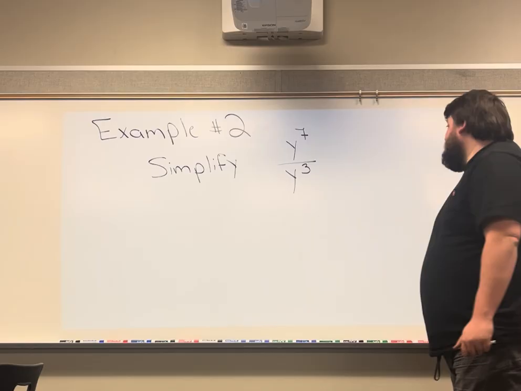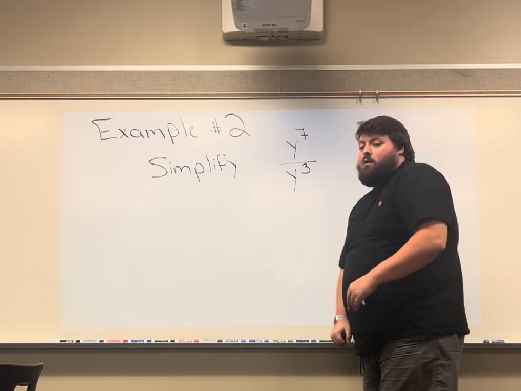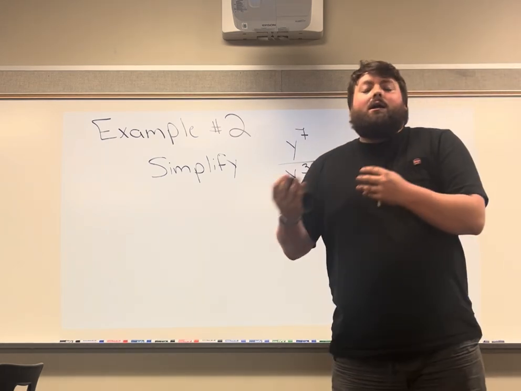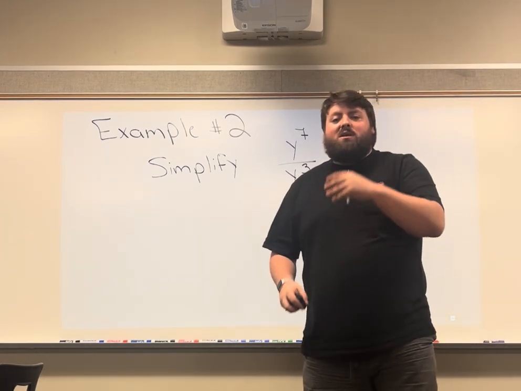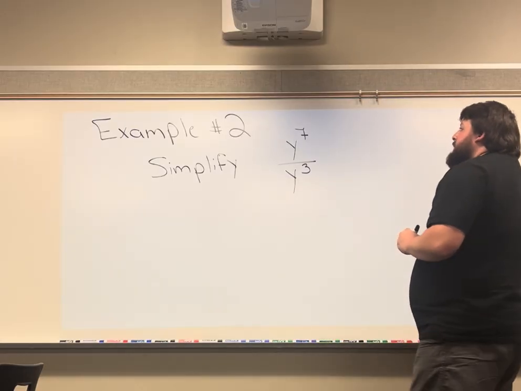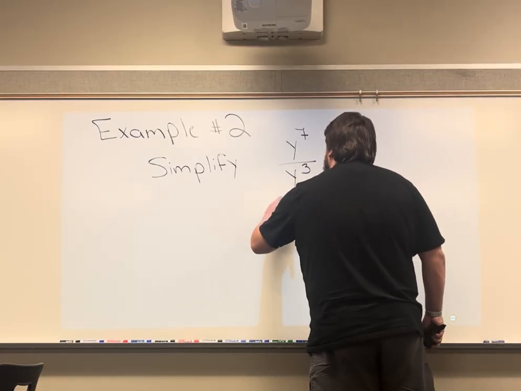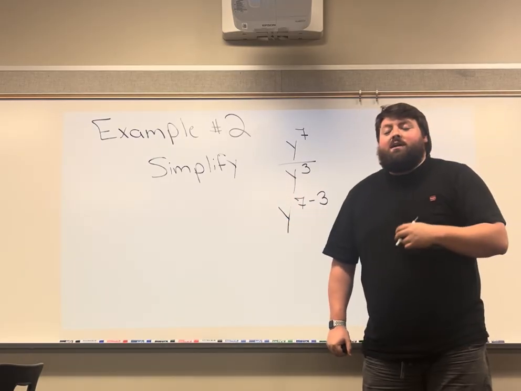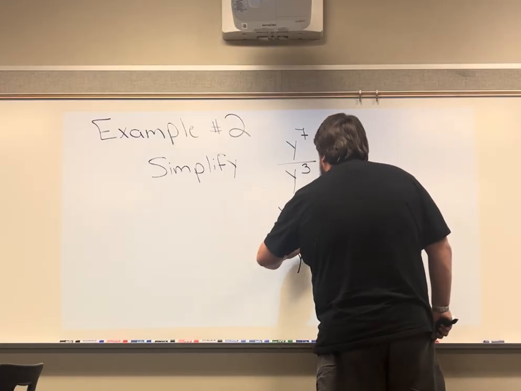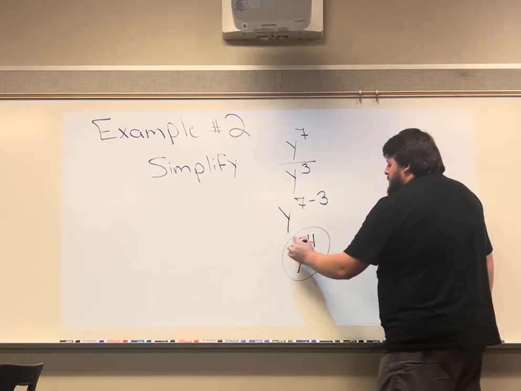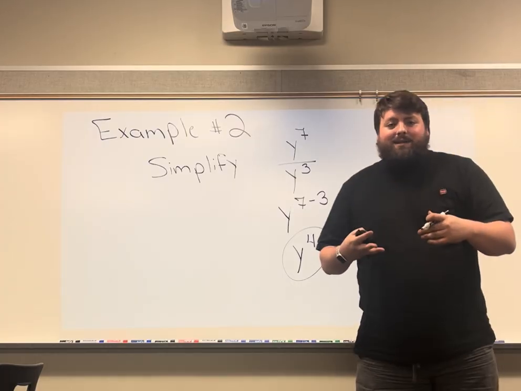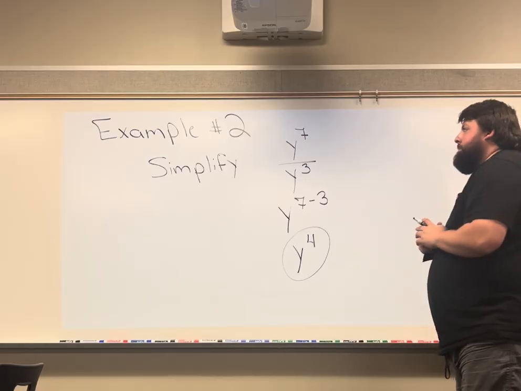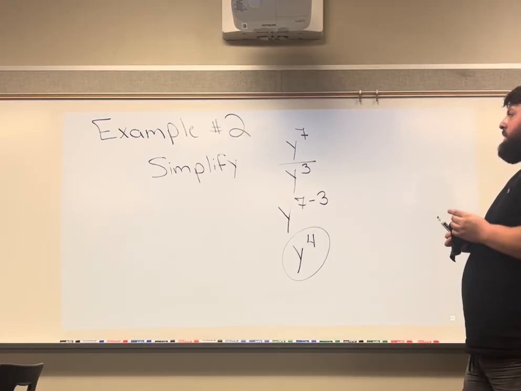So just as we did with the multiplying of monomials, we added the exponents. Here, whenever we are dividing monomials, we subtract our exponents. So I have y to the 7th over y to the 3rd. So I subtract 7 minus 3, which gives me y to the 4th. Okay? So simplified, it becomes y to the 4th. All right? Once again, I'll give everybody a second to get that down.